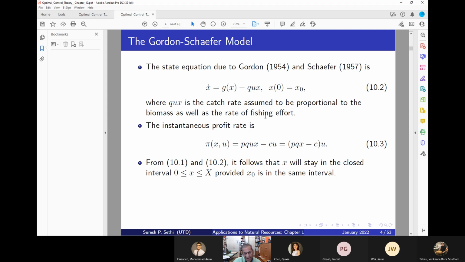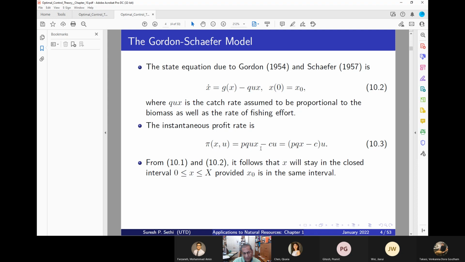So Colin Clark uses that. And using that, Gordon Schaefer doesn't do any optimal control. Pontryagin stuff was not even around then. And anyway, their purpose was not to optimize. Their purpose was more to find the dynamics of fishing.